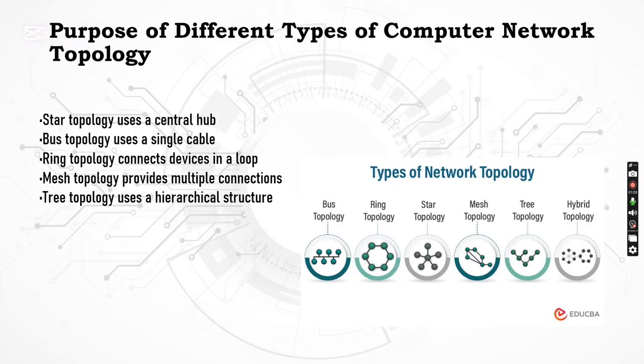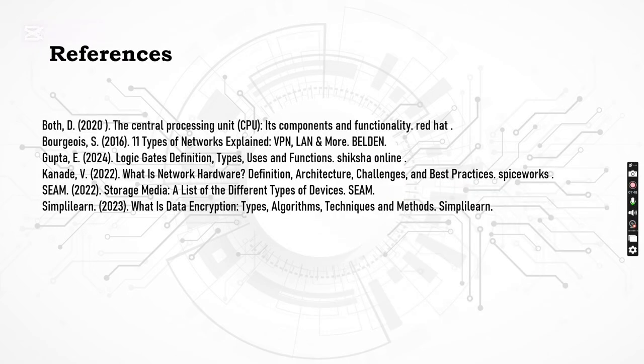Purpose of different types of computer network topology. Star topology uses a central hub. Bus topology uses a single cable. Ring topology connects devices in a loop. Mesh topology provides multiple connections. Tree topology uses a hierarchical structure.